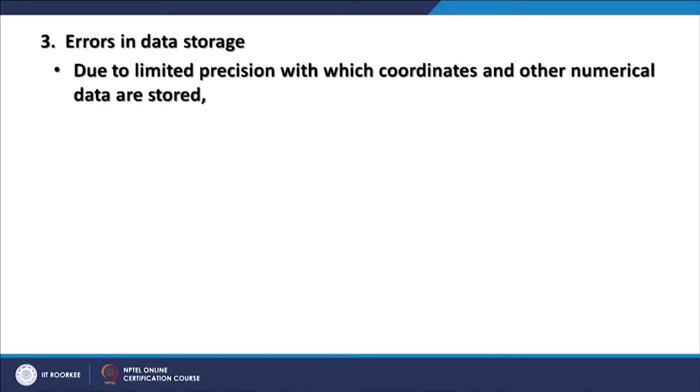Now, the third type of errors in GIS is data in storage. Errors that are due to limited precision. I was supposed to type say 100.58 and I just left 100.5. So, with wrong precision, it will carry the error. Due to the limited precision with which coordinates and other numerical data are stored, this precision issue especially comes with the coordinates. Precision means here to how many places after the decimal we will keep the data.